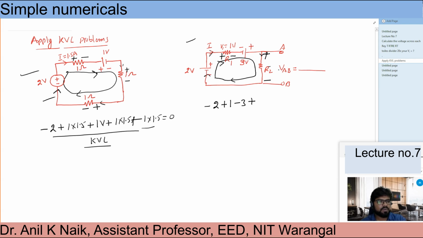What is the voltage we have to find? VAB. So VAB equal to 0. This is what I am writing here, and VAB you can take it as, so I think you are getting 4 volts. So this is the answer you are getting from this circuit.